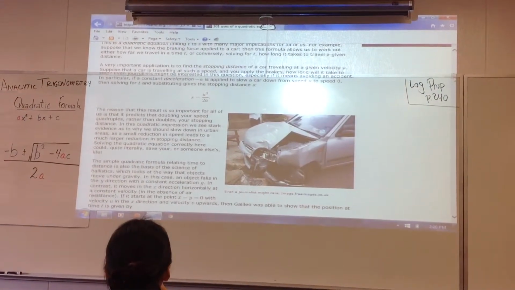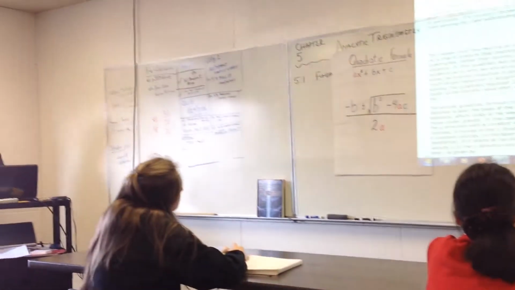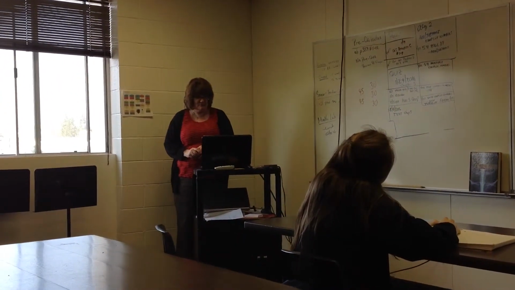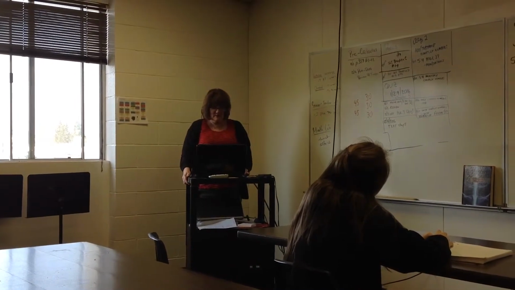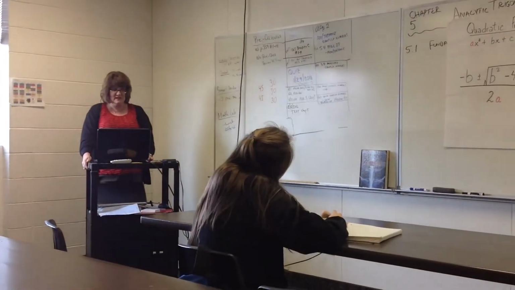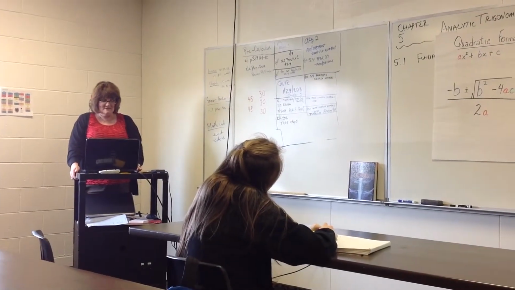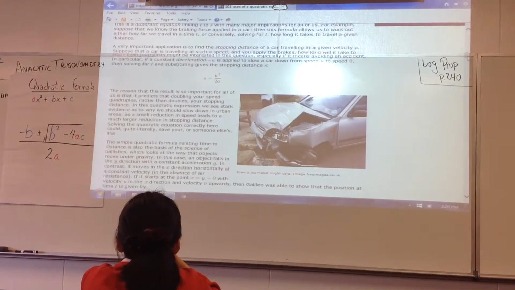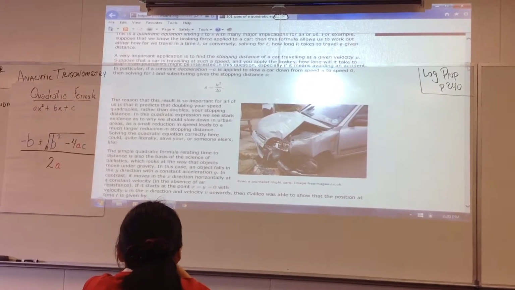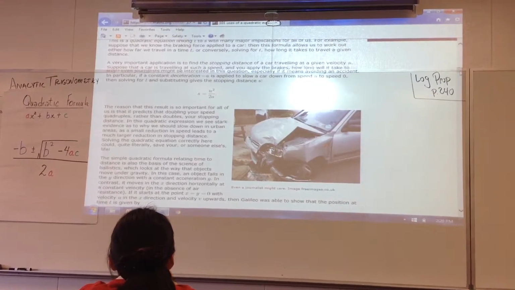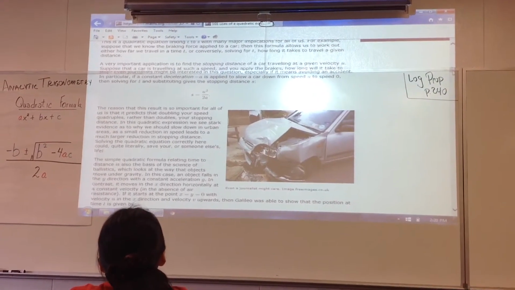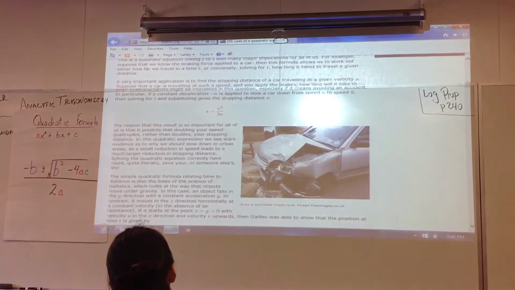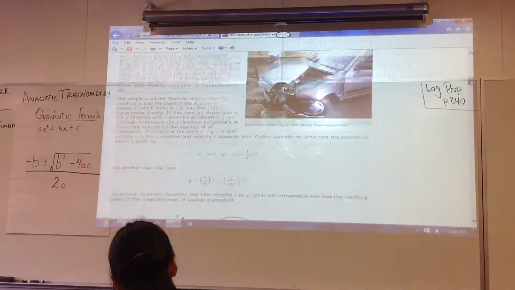The reason that this result is so important for all of us is that it predicts that doubling your speed quadruples rather than doubles your stopping distance, those of you who are driving. In this quadratic expression, we see stark evidence as to why we should slow down in urban areas, as a small reduction in speed leads to a much larger reduction in stopping distance. And I think we all know that, right? The slower you're going, the quicker you're going to be able to stop, right? And you could save someone's life. So actually, in real life, the quadratic equation is used to predict those kind of things.